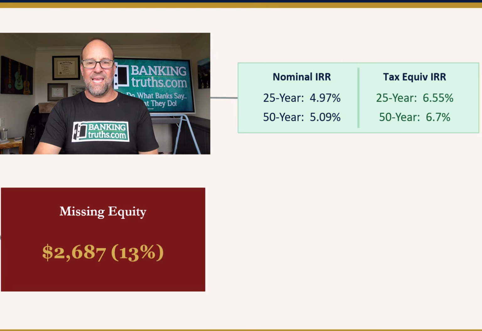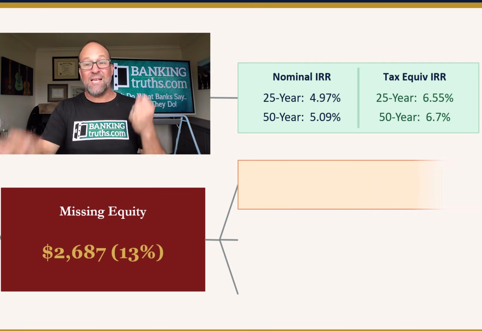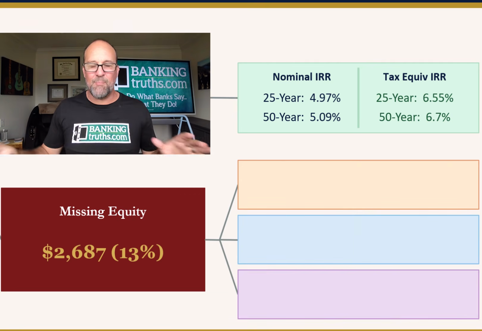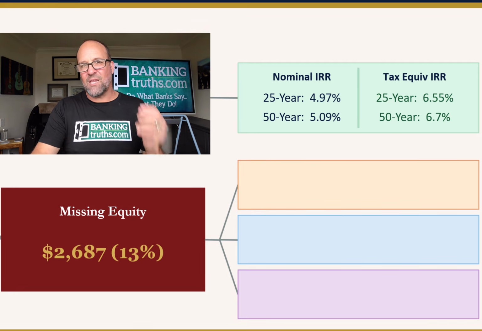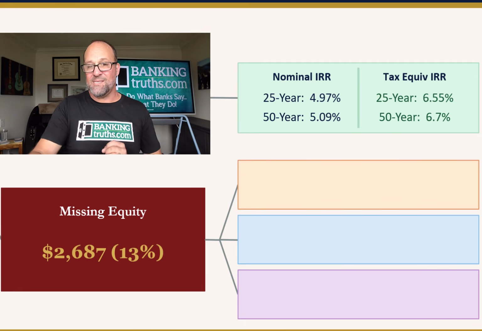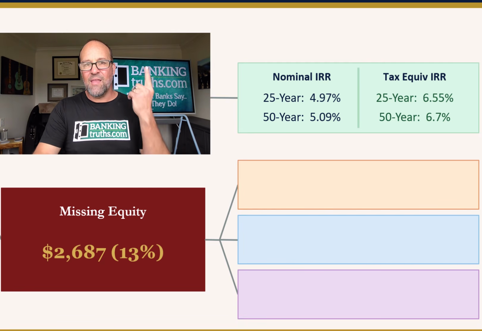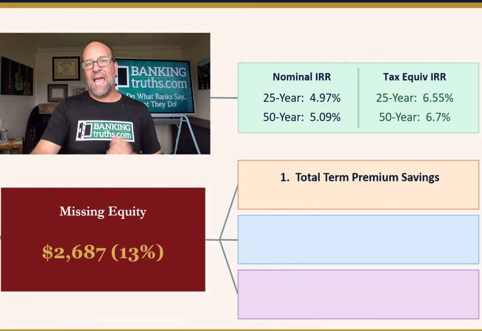And again, I realize people still say, I just don't like that. I want the high early cash value too. Well, what you should be doing is looking at that $2,687 and figuring out what benefits it buys you. And it buys you three. It doesn't matter which company, it doesn't matter what type of whole life policy it is. You always get three benefits for whatever amount of missing equity is there early. And the first benefit is the recaptured term savings.